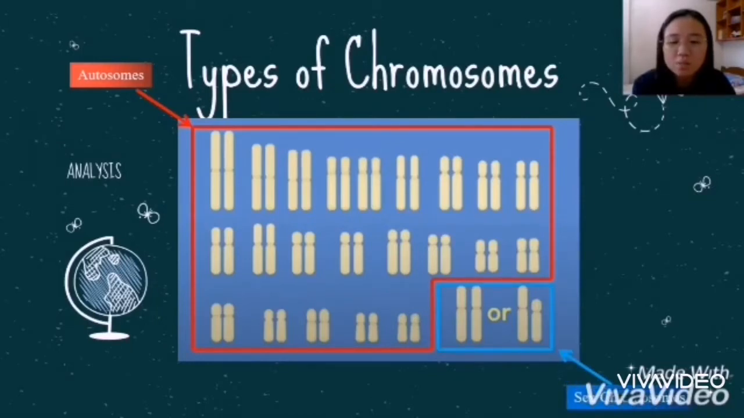However, the last pair is the chromosome involved in sex determination, which is known as sex chromosomes. So, if the two are identical, which both are X and X, then the individual is a female. In another case, when one chromosome is X and the other is Y, the individual is a male.